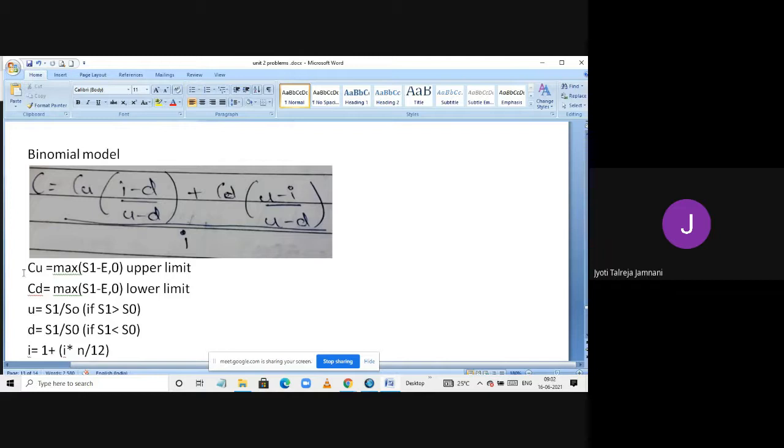So here CU is nothing but U and D. U means upward, D means downward, or U means upper value and D means lower value. So if you want to find the intrinsic value of the upper limit, then the formula is maximum of S1 minus E comma 0. Then CD, the same formula, only now this S1 will change in both cases. Here we'll take the upper limit stock price, that is the higher value, and here we'll take the lower limit stock price, that is the lower value.